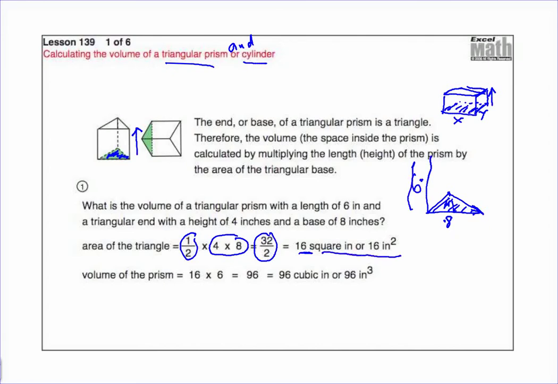Now we have to take that and multiply it by 6 to find the volume, because the volume is going to be the space inside this triangular prism. 96 cubic inches. Remember, volume is cubic inches because we're finding out how many little tiny cubes that are, in this case, 1 inch by 1 inch by 1 inch, how many cubes can we fit inside of there? And of course, in a triangular prism, they're not going to fit perfectly inside, but that's how much space is on the inside of that shape.